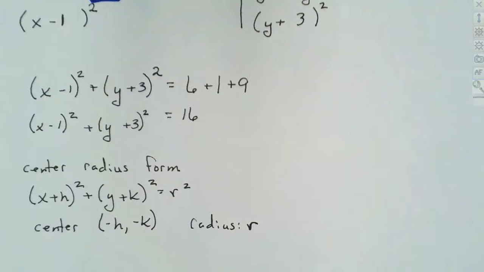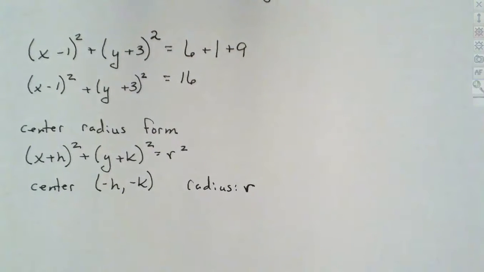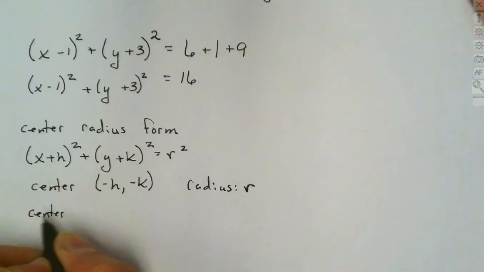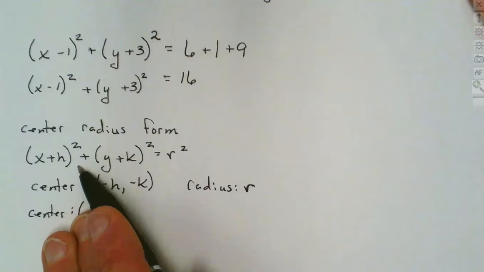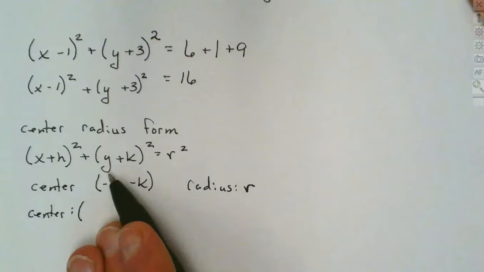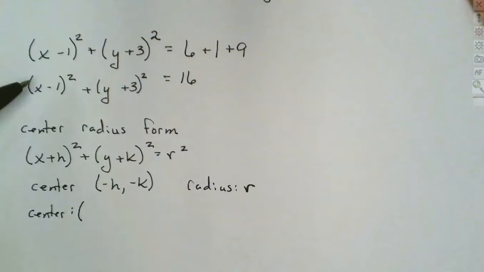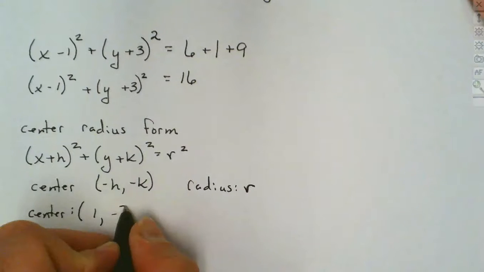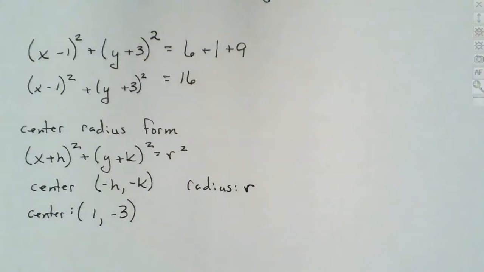So, using what we've got here, we need to find our center and the radius of the circle. So for the center, we always switch the signs. That's our rule. Whenever we go from the center radius form to the center, or vice versa, you switch your signs. So we switch these signs. So my center would be at positive 1, and this positive 3 becomes a negative 3. So my center is at (1, -3).